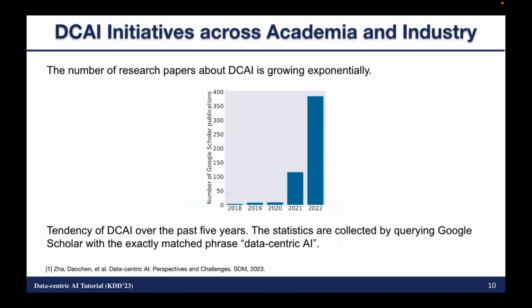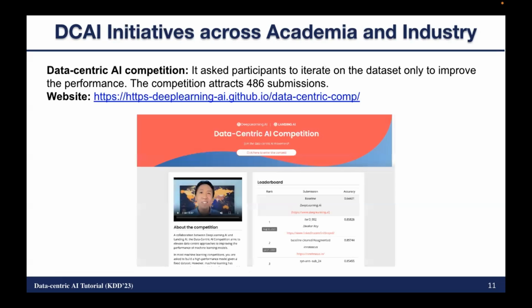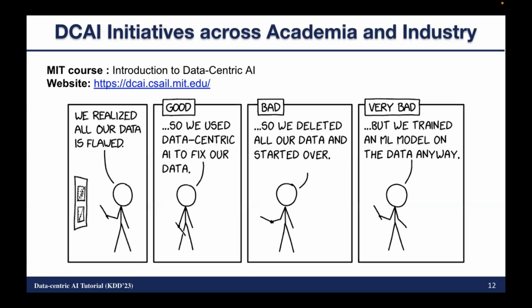And also, surely because of its power, it attracts a lot of attention from academia and industry. We can see the exponentially growing number of papers published, which we can search on Google Scholar with the phrase data-centric AI. We have also been seeing a lot of competitions happening in the community. We have seen offered courses, which are a great source for us to dig into even more details.